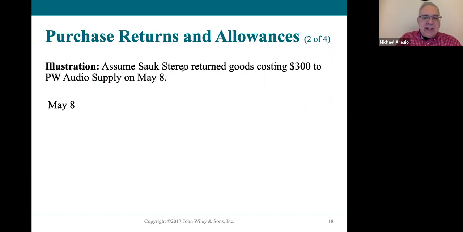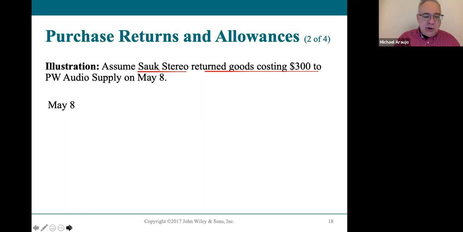Okay, so let's say Sock Stereo opened up that box. They saw the circuit board. They were happy with that. And they saw all those circuits. And they said, I think we bought too many circuits. We don't need this one. So in this case, they're returning one of the circuits for $300. Okay, so what happens when they return a circuit in this case?